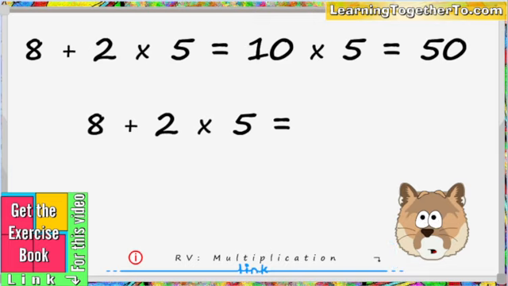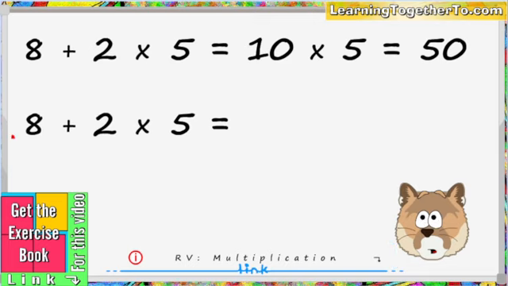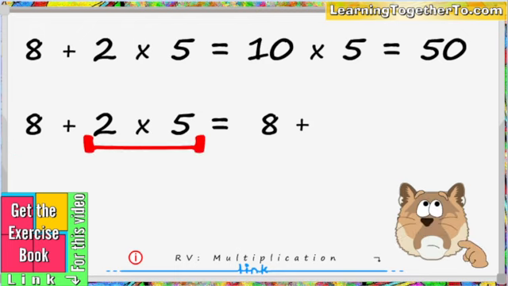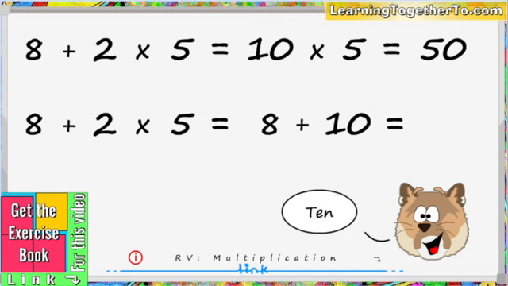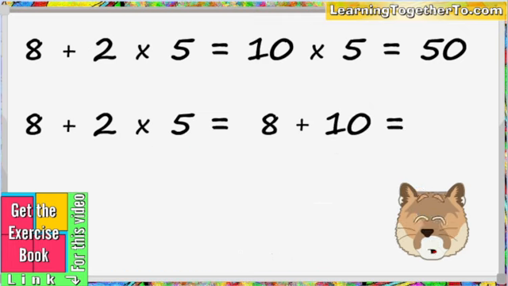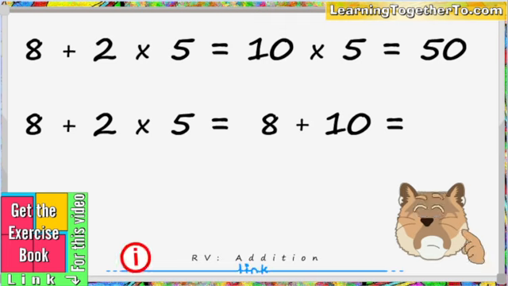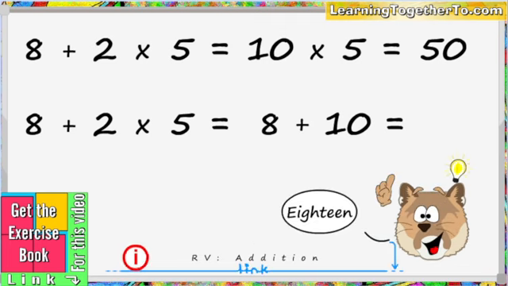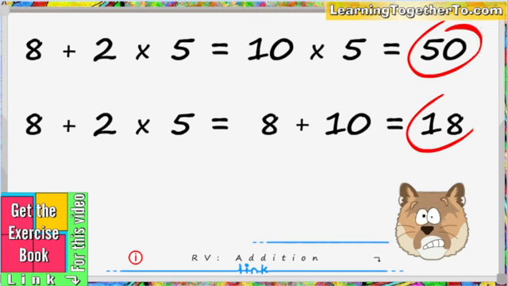Peter, this time, let's multiply first. Let's move the statement to the side. We write the 8 as it is. Peter, 2 times 5 is equal to 10. Well done, Peter. And 8 plus 10 is equal to 18. Great job, Peter. Look at that, Peter. We have different answers.